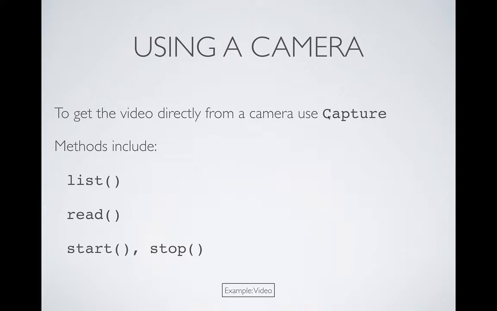We use an object, a class called Capture, which has a bunch of methods including list, which lists the cameras available, read, which reads in a frame of video from a camera, and start and stop, which are fairly self-explanatory, will start reading a stream of video from a camera and stop it.